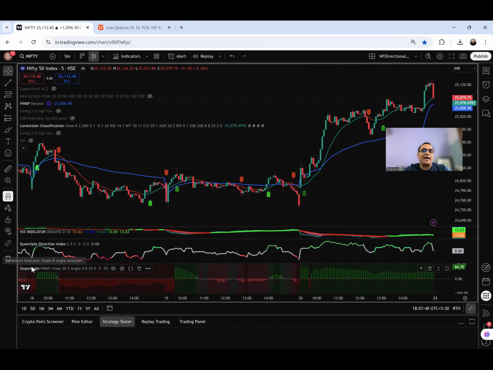And then the slope angle. Here I'm looking at the slope of VWAP. Green means the slope is upward trending, which means it is bullish, and red means it is downward trending. So I use a combination of these to determine the direction, whether it is bullish, bearish, or sideways. Now, the same thing I do for the put option chart and for the call option chart.